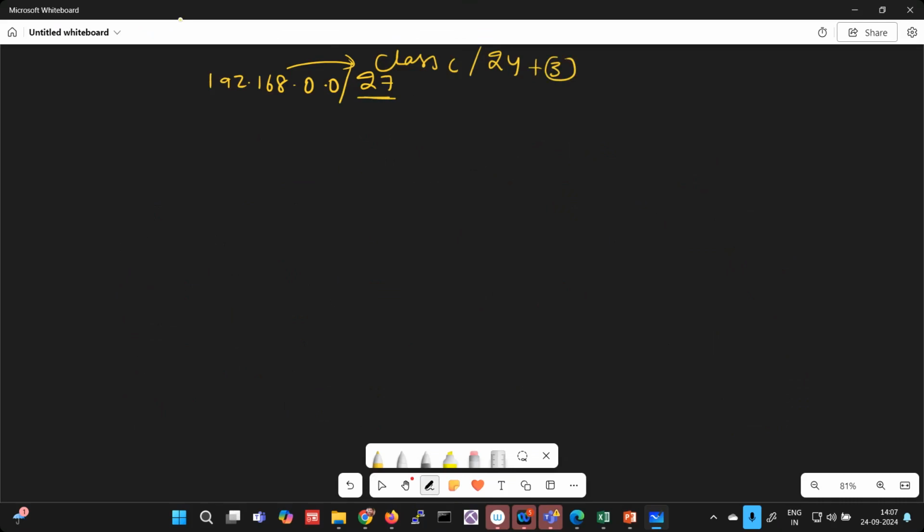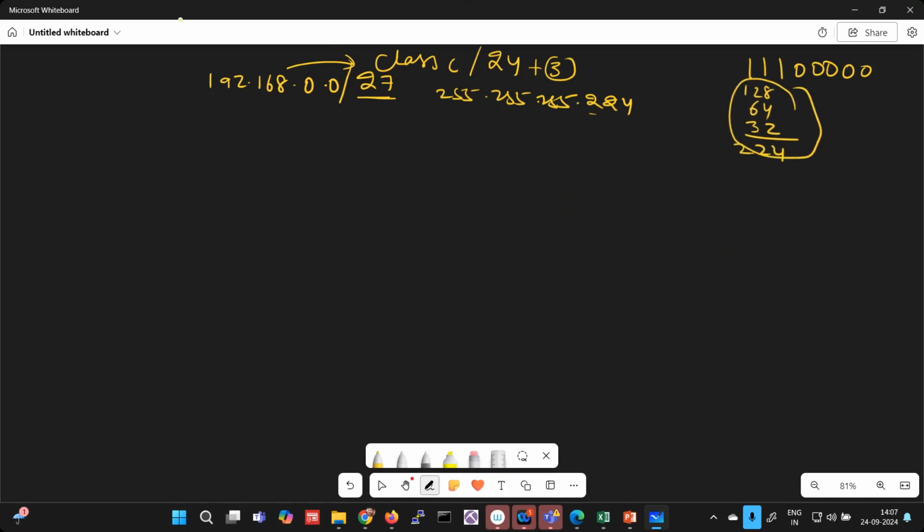So the new subnet mask can be written as 255.255.255.224. So how is it 224? Because the binary is 111.000.00, so 128 plus 64 plus 32. If you add these numbers, you will get 224. So this is the decimal equivalent of this binary number. So we have the new subnet mask.